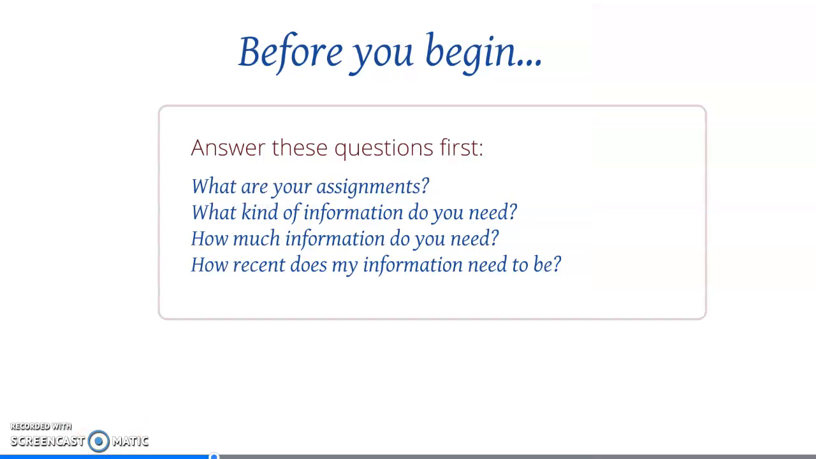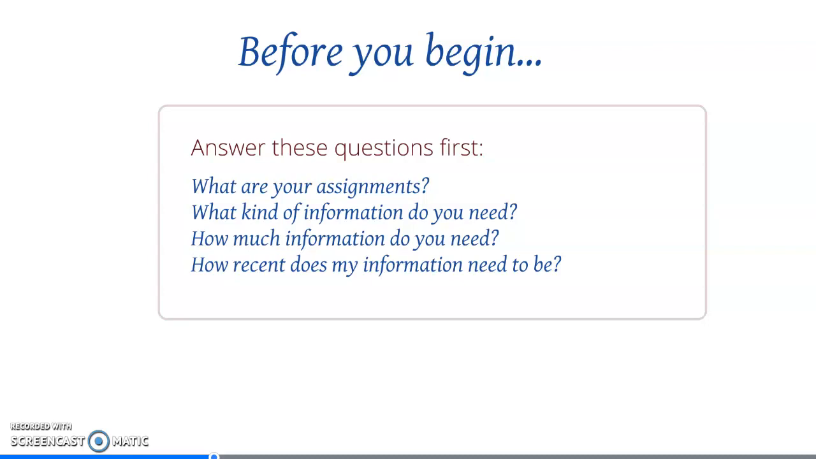One of the most important steps before you begin your research is to look closely at your assignment and answer a few questions. What is your assignment? What are you doing? Are you doing a paper or an annotated bibliography? Then also look at what kinds of information you need to be successful. Did your professor specify that you can only use peer-reviewed journal articles? Do you need to find only studies? Or can you choose websites or any type of information? It's also important to know how many pieces of information you need to find.